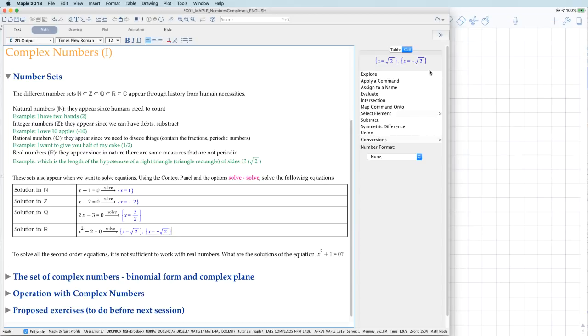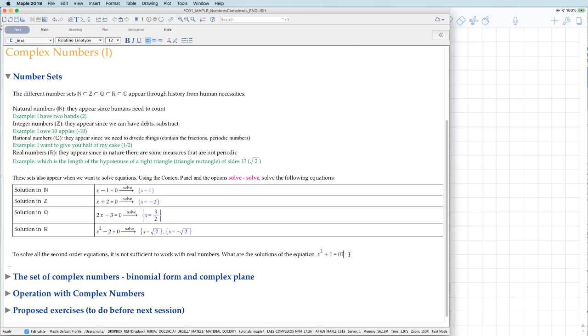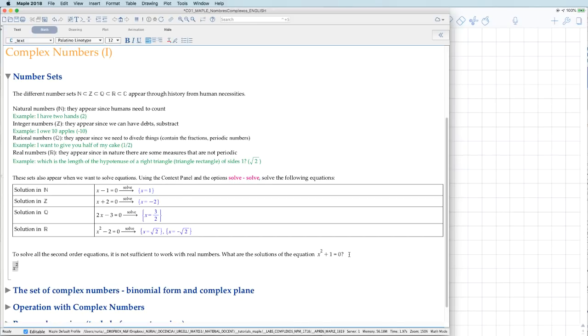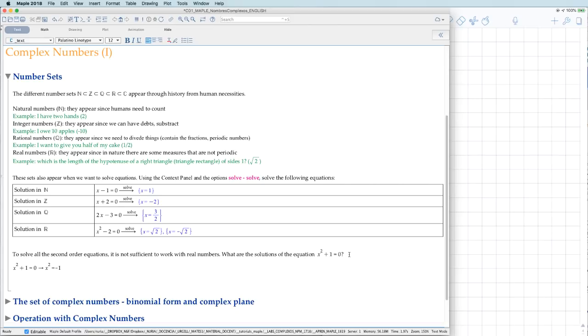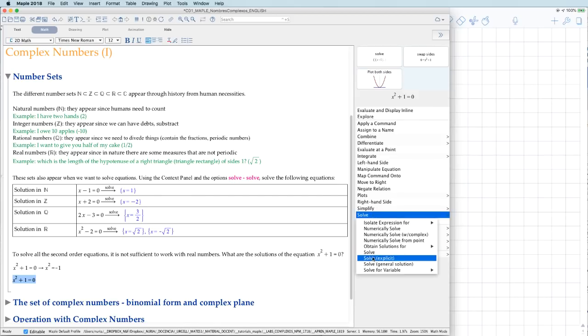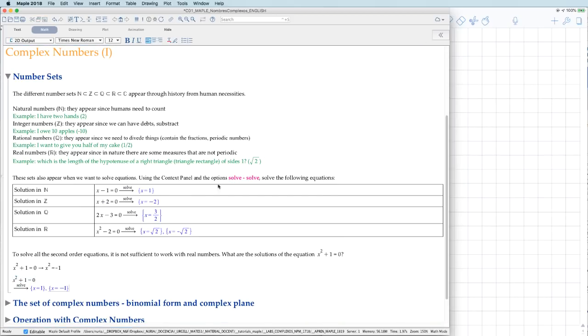But what if we want to try to solve x squared plus 1 equal to 0? If we want to solve this equation, we just isolate the minus 1. In this case, if we are trying to find a solution in the real set of numbers, we need a number whose square is negative, and this does not have a solution in the real numbers. So if we look at what Maple tells us when we try to solve this equation using the context panel, we can see that Maple is telling us that the solutions are I and minus I, which is a complex number. So let's see what a complex number is.